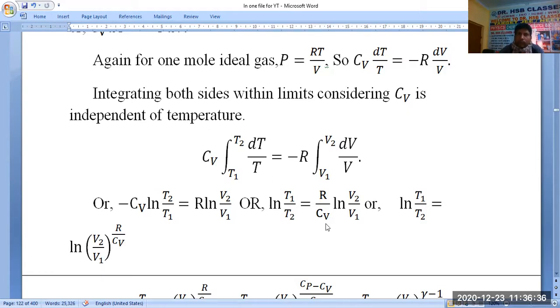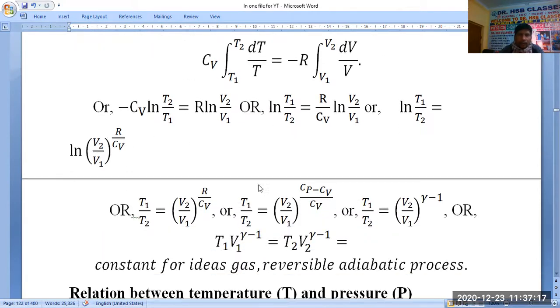This minus is here. Hence ln T1 by T2, if the minus is in the log, then we can take it as a sign change: ln T1 by T2 equals R divided by Cv ln V2 by V1. Then we just arrange it, and ln T2 by T1 equals, this will go on the log term as a power, that is (V2 by V1) whole to the power R by Cv.